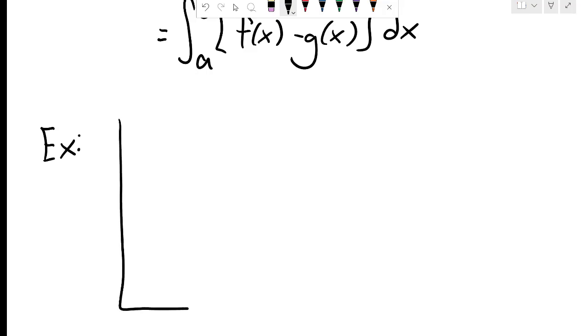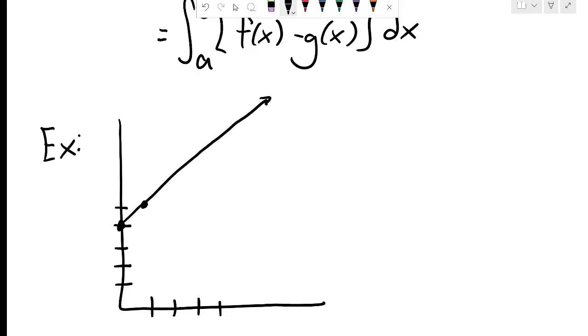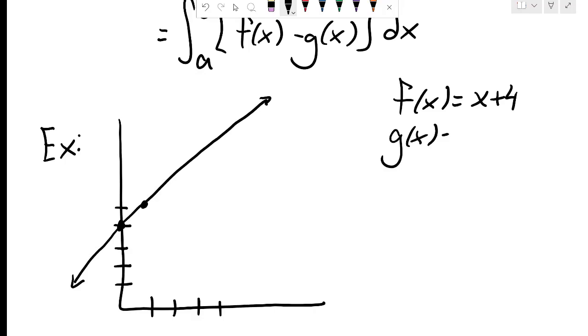So let's say that we have the function x plus 4. This one is going to have y-intercept 4 and slope 1, so it'll look something like this. And then we also have the function 3 minus x over 2. Let me write them over here. f of x equals x plus 4. g of x equals 3 minus x over 2.